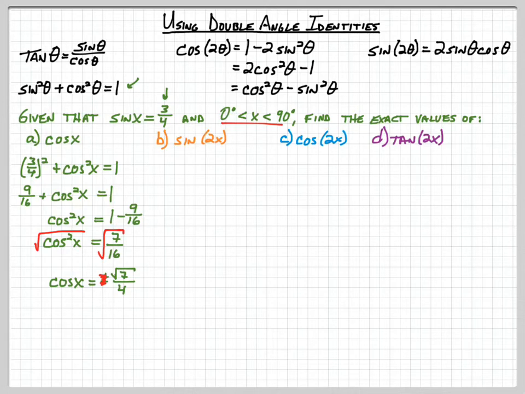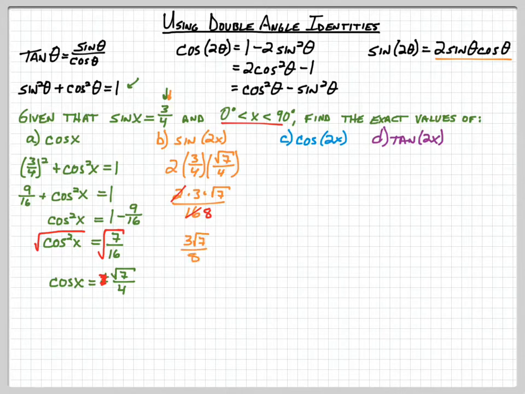All right, so what about sine 2x? Well, for sine 2x, we're going to use the only double angle identity that we have: 2 sine theta cosine theta, or 2 sine x cosine x. So we can just plug in the values that we have. 2 times 3/4 from the original problem, and then our cosine x, root 7 over 4, which we just found. Multiply this together, and we can cancel out the 2 and the 16, and we'll get 8. So we end up with 3 root 7 over 8, and there's our sine 2x.